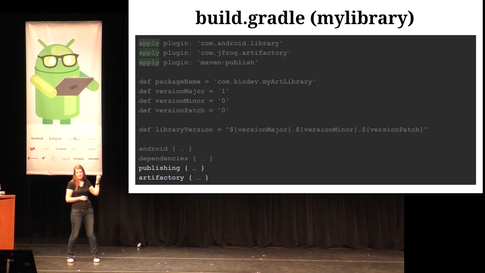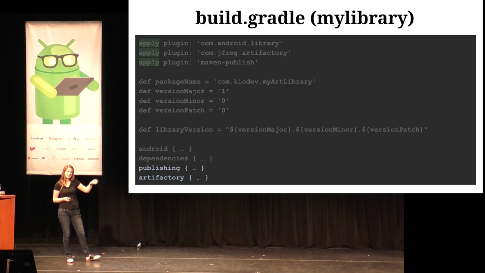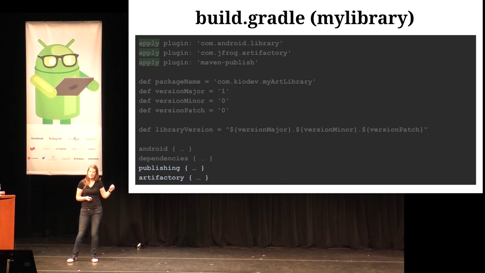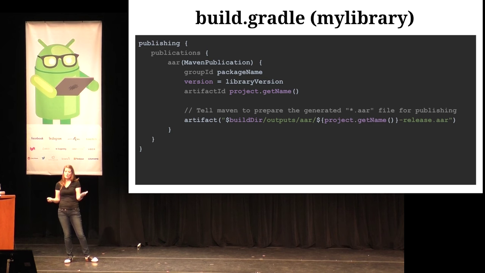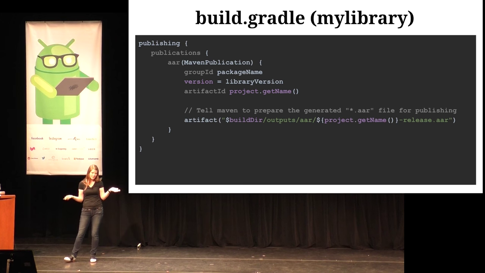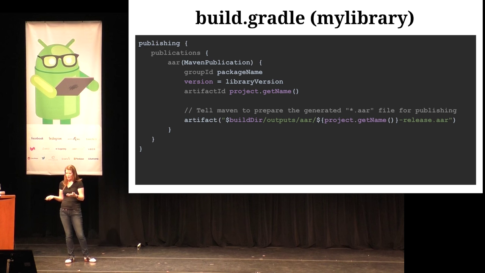So we've got two more tasks to talk about. There's the publishing task, and then there's the Artifactory task you'll also have to add. The publishing task goes through and lists out what you want to publish. You can use Artifactory for stuff other than Android, so they have a whole list of types of files that you can publish. But for us, we're going to be publishing an AAR.